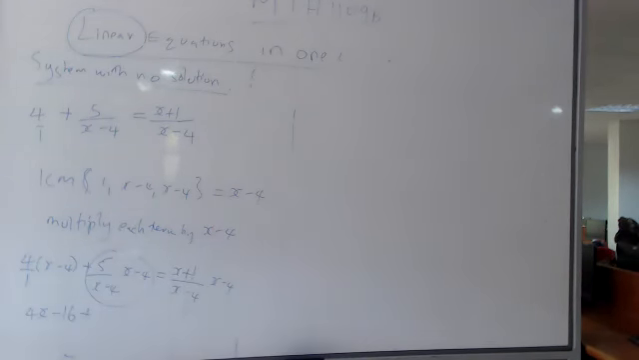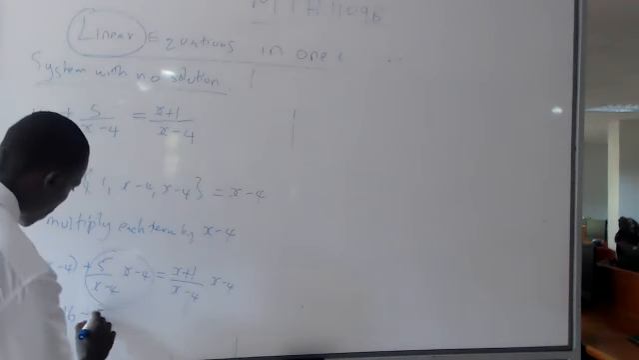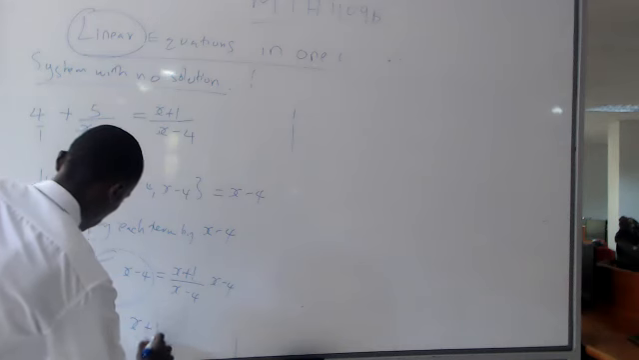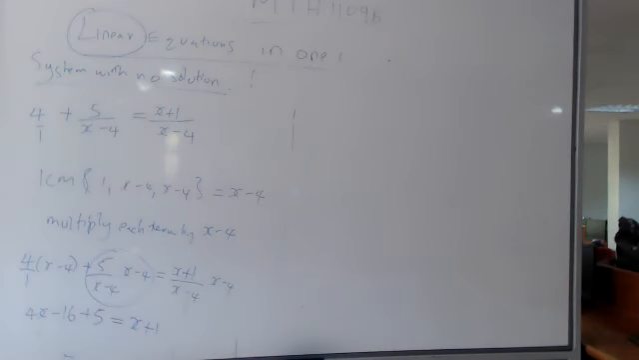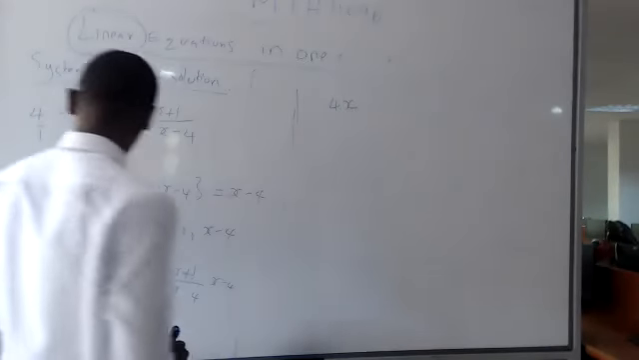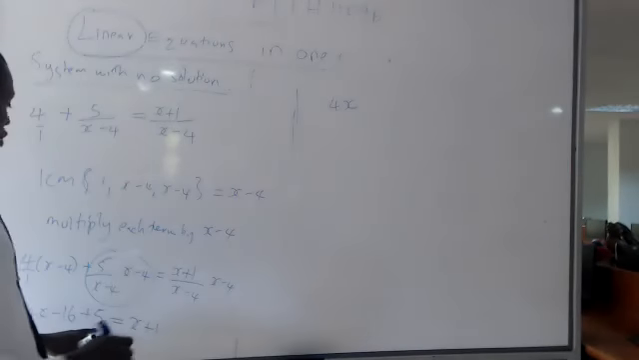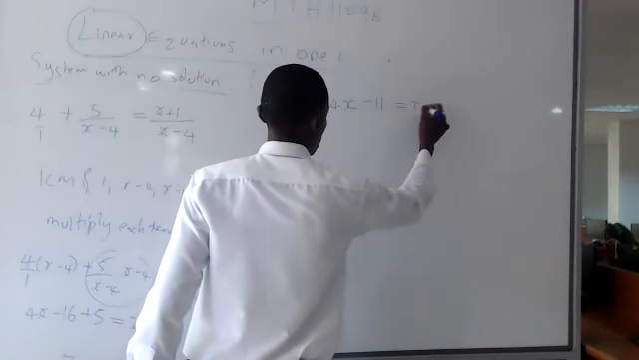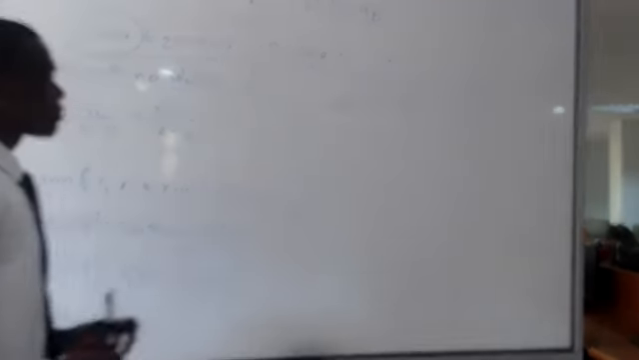And then how about the second term? They cancel out, we have 5 left. So plus 5 is equal to x plus 1. So that gives you 4x, and then minus 16 plus 5, that's minus 11. It's the same as x plus 1. Okay.